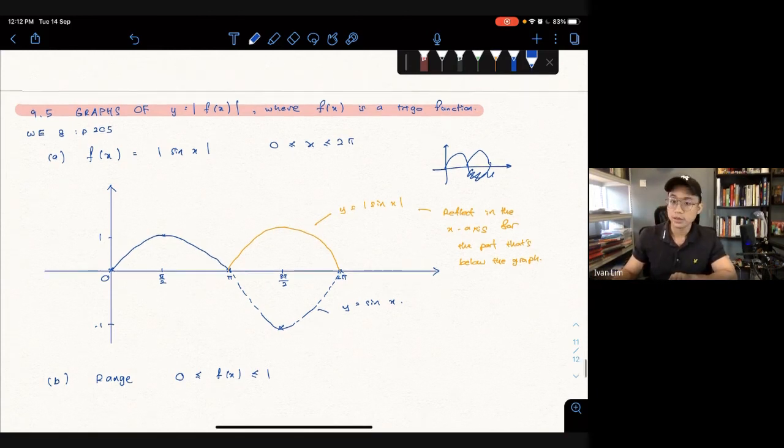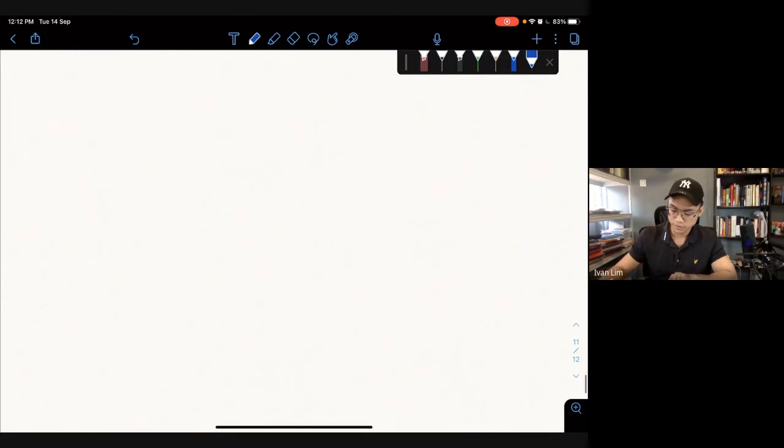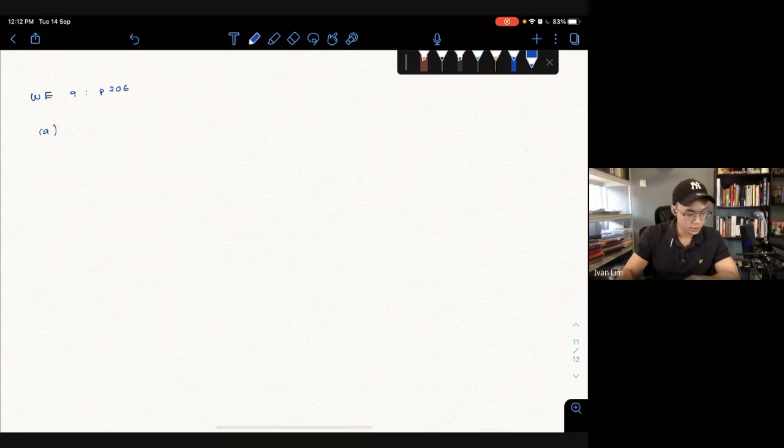Okay, let's move on. Last one. Work example 9, page 206. On the same grid, sketch the graph y equals to modulus sine 2x and y equals to cos x for 0 to 360 degrees. Okay, two things here. Y equals to modulus sine 2x and y equals to cos x.